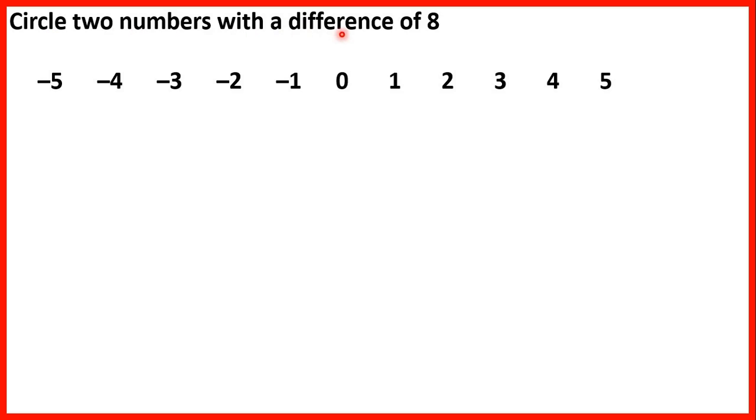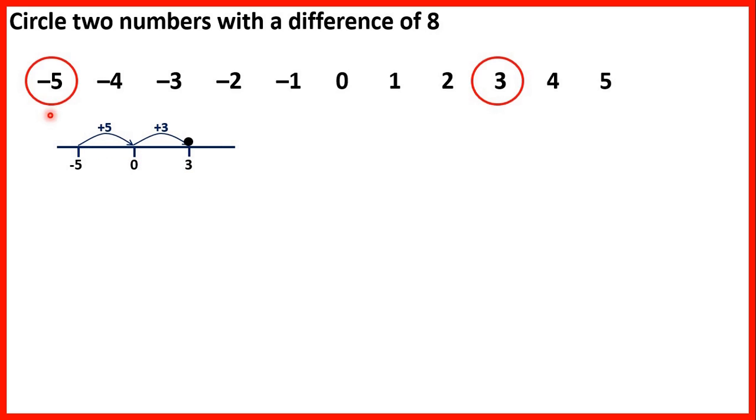Circle two numbers with a difference of 8. So here we have both negative and positive numbers. So if we start at -5, if we add 5, that will take us to 0. But then we want a difference of 8. So we can add 3 more because 5 plus 3 makes a difference of 8. So 0 plus 3 is 3. And that means that -5 and 3 have a difference of 8.